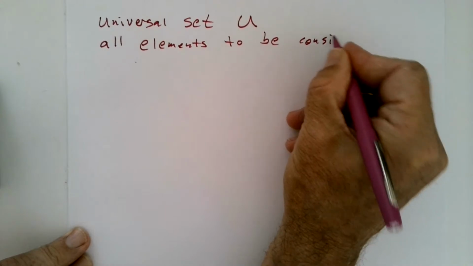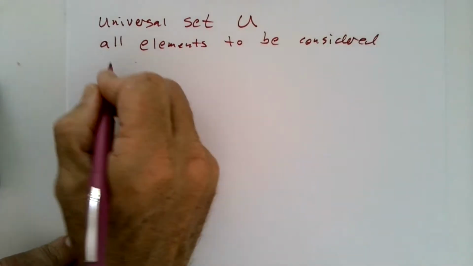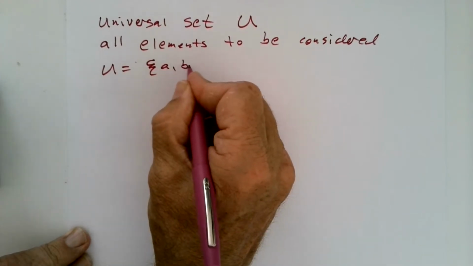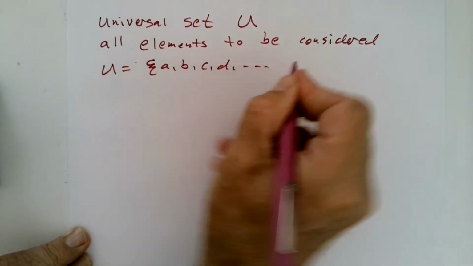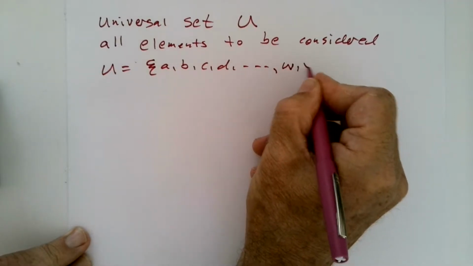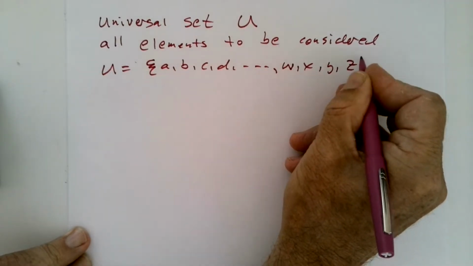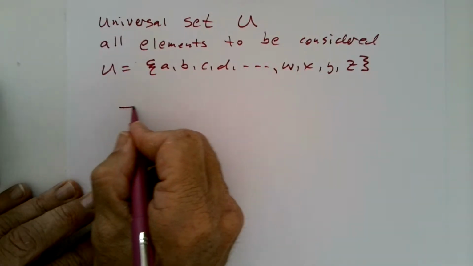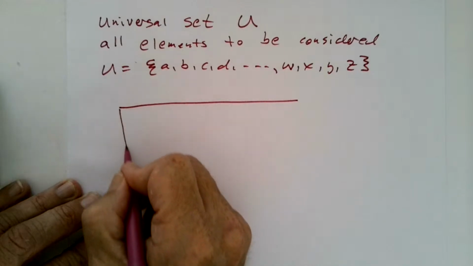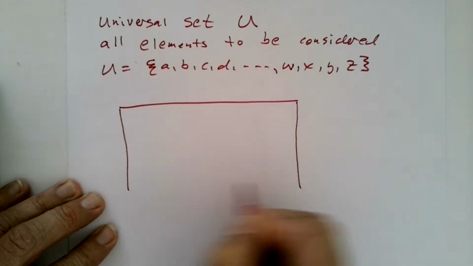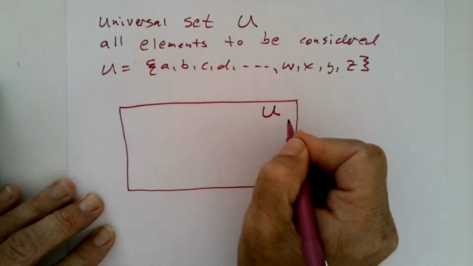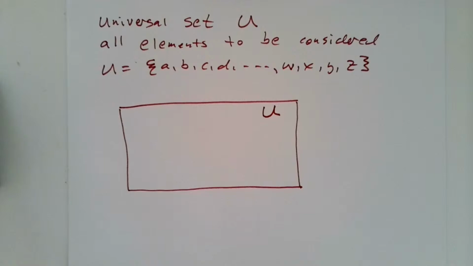So in this first example, I'm going to let the universal set be all the letters of the alphabet. A, B, C, D, W, X, Y, Z. And we typically note the universal set with a rectangle. So this represents all letters in the alphabet. And we put a little U in the corner to represent that universal set.